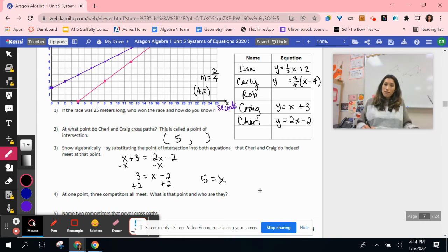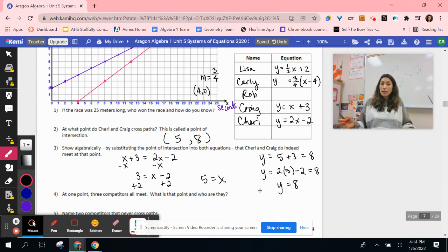Now to figure out our y value, we use substitution again, and we can plug it into either one of these equations. So we know y is equal to x plus 3. Oh, we're going to change x though. We're going to make x 5, so 5 plus 3. So y is 8. If you want to plug it into the other equation, you can, just to check, make sure. 5 times 2 is 10. 10 minus 2 is also 8. So our y value is 8.